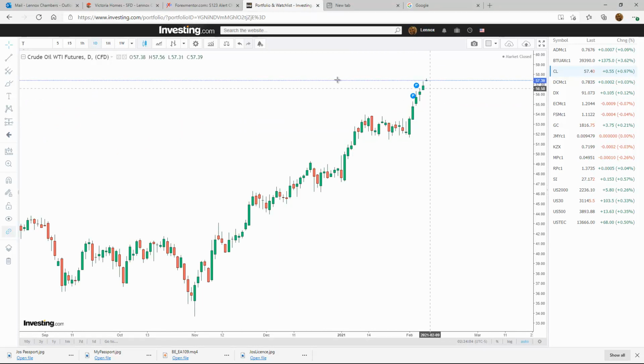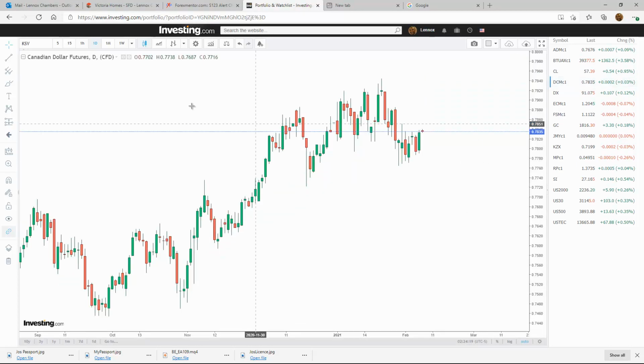Okay, so we are very high up on this move. So care has to be taken. We are reaching near the end of this move in the short term at least. But right now again, upward move for crude oil.